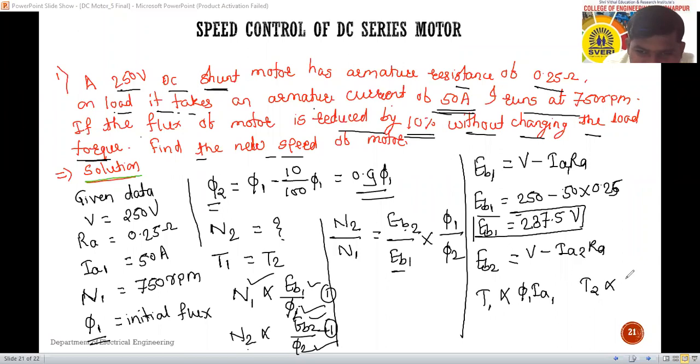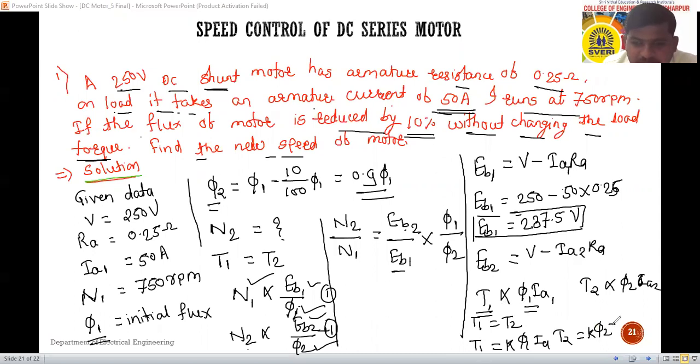Similarly, T2, it is directly proportional to phi 2 into Ia2. Right? See, again, do you know that without changing the load torque, that means both torques are constant, that is T1 is equals to T2. So equate this T1 and T2. Left hand side जर equal असेल तर right hand side is also equal, or we can write like this, T1 is equals to constant K into phi 1 into Ia1. Similarly, T2 is equals to constant K into phi 2 into Ia2.